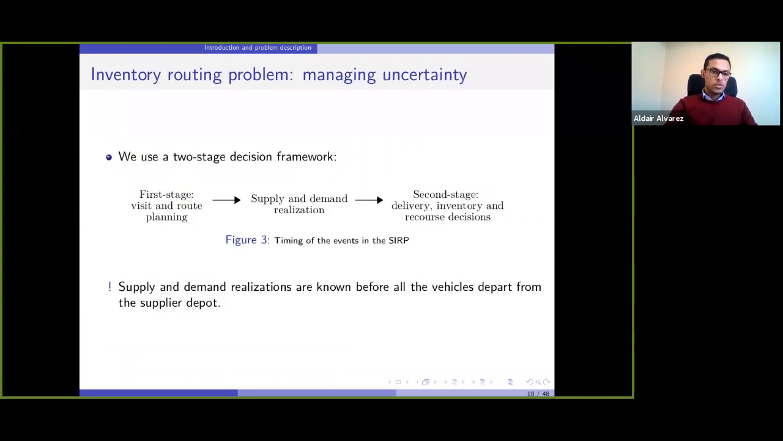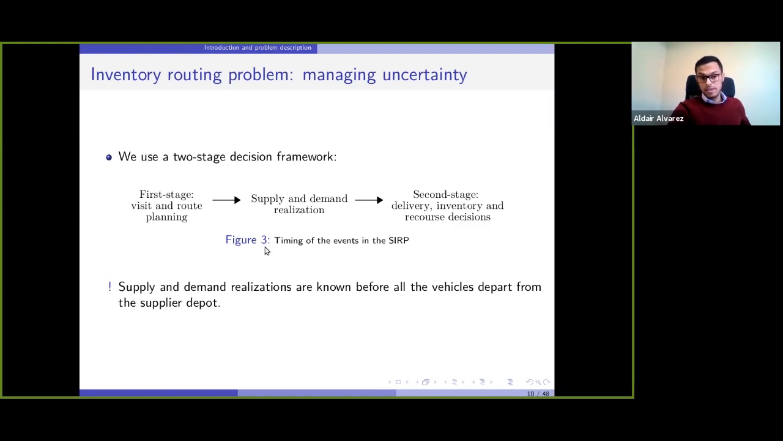We work with a two-stage decision framework, in which in the first stage we basically plan our visits and routes. So we define all the routes of the planning horizon in the first stage. And then after observing the supply and demand realization, we define delivery, inventory, and the specific recourse actions that we need to make in that moment.